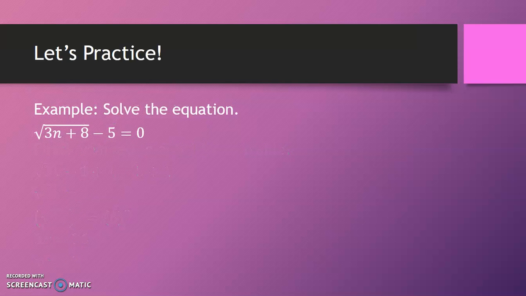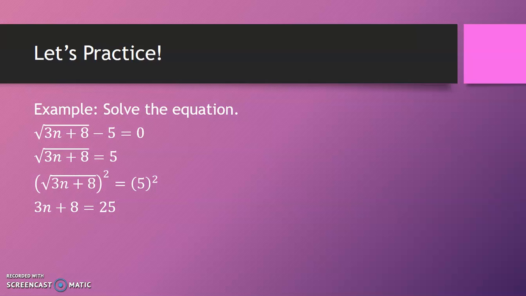For this one, we have the square root of 3n plus 8 minus 5 equals 0. Like the last problem, I need to get that minus 5 moved over to the other side first. So I'm going to add it over to the right side. So now I have the square root of 3n plus 8 equals 5. Now I square each side of the equation.